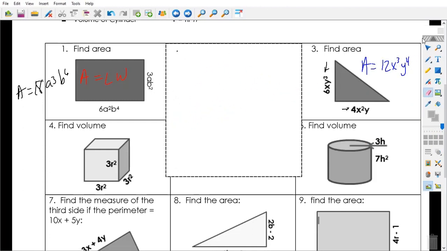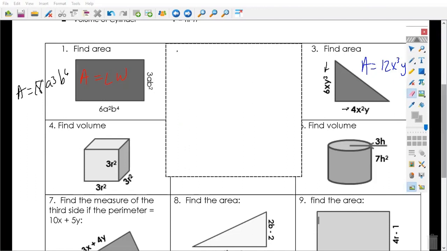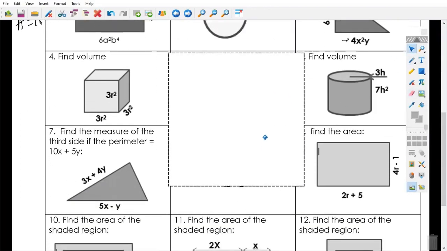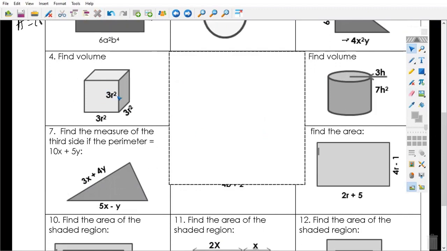Okay, I'm going to scroll on down, take my little box with me, my little work page. All right, so it says find the volume here. How do you find the volume? Which one is this? 4. Volume equals length times width times height. What's our length times width times height?